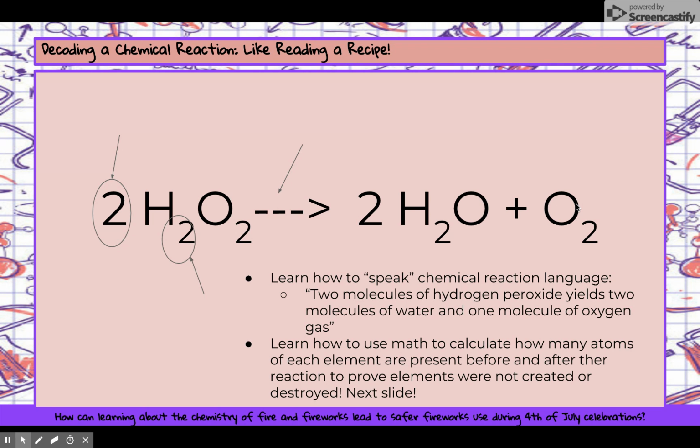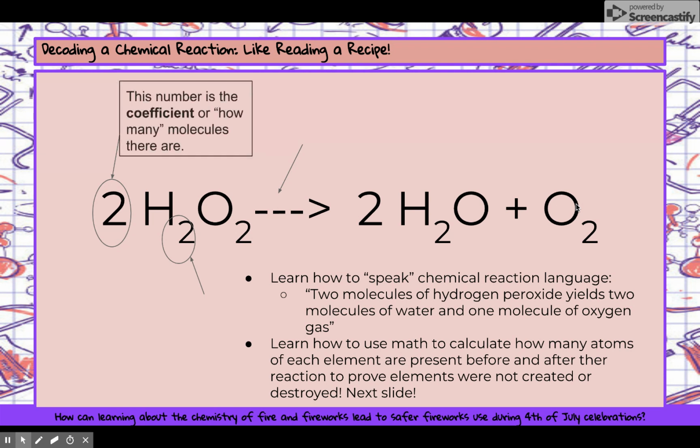of oxygen. So what we need to learn are some different terms for each of the numbers that we see in this chemical reaction sentence. The big number out front is called the coefficient. The coefficient tells us how many molecules there are. So in a recipe, this would be like 2 eggs. This recipe calls for 2 molecules of hydrogen peroxide.